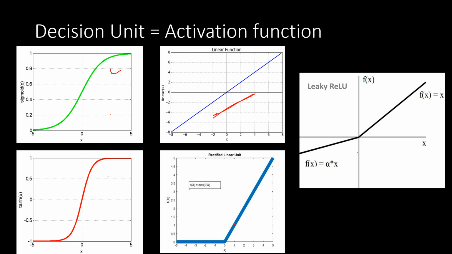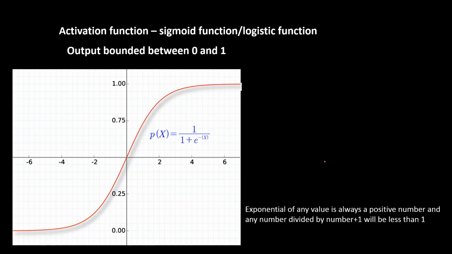Any negative value will be 0, and any value greater than 0 will be the same value. So it will be a linear function above 0. And in case of leaky ReLU, it is a varied version of ReLU where anything above 0 is linear, but anything below 0 or negative value is not 0, but there is a small value attached to it, a small 0.01 or something.